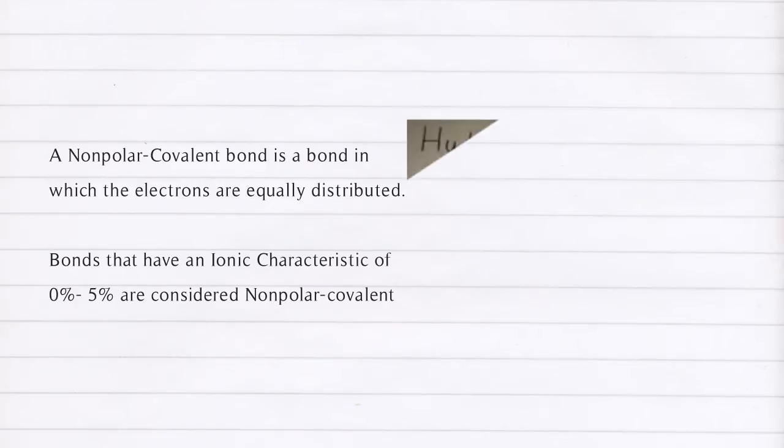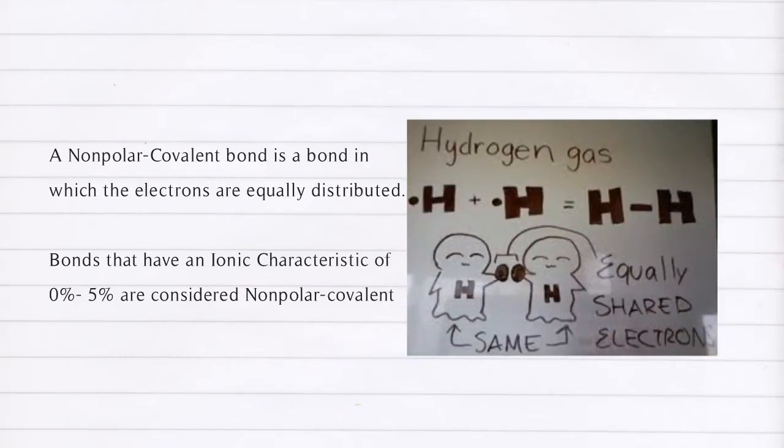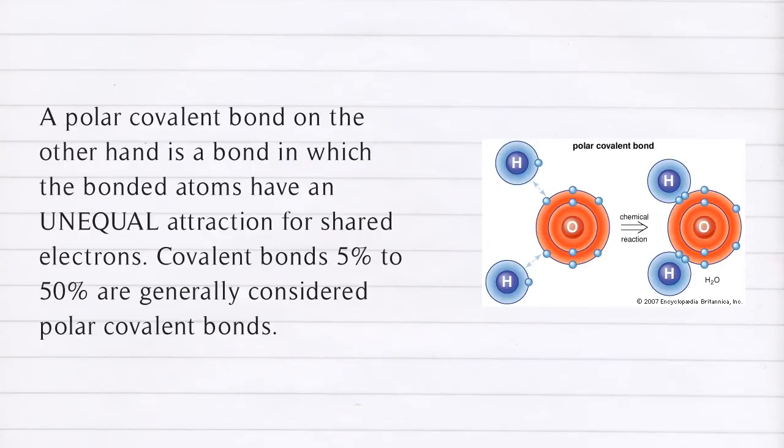A nonpolar covalent bond is a covalent bond in which the bonding electrons are shared equally by the bonded atoms, causing a balanced distribution of electrical charge. Bonds having a 0% to 5% ionic characteristic are generally considered nonpolar covalent bonds. On the other hand, a polar covalent bond is a bond in which the bonded atoms have an unequal attraction for shared electrons. Covalent bonds with 5% to 50% ionic character are generally considered polar covalent bonds.